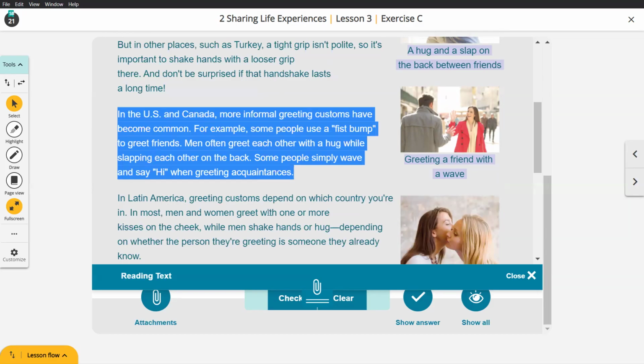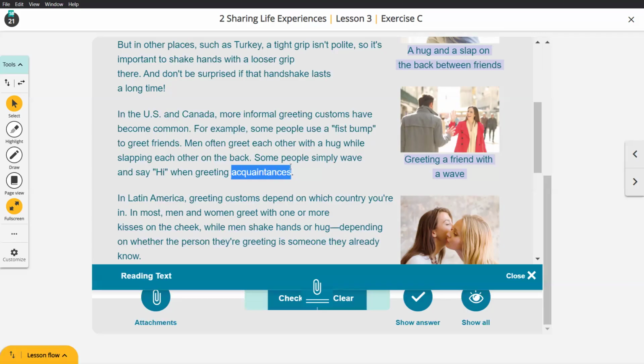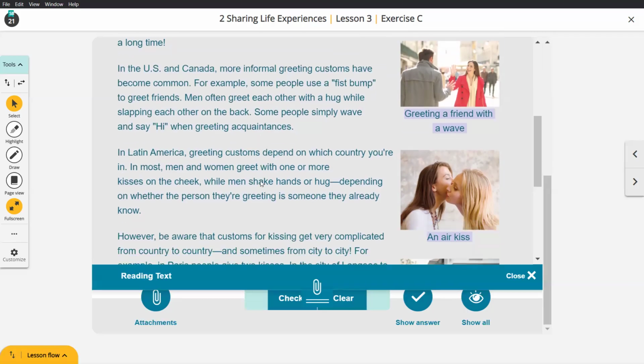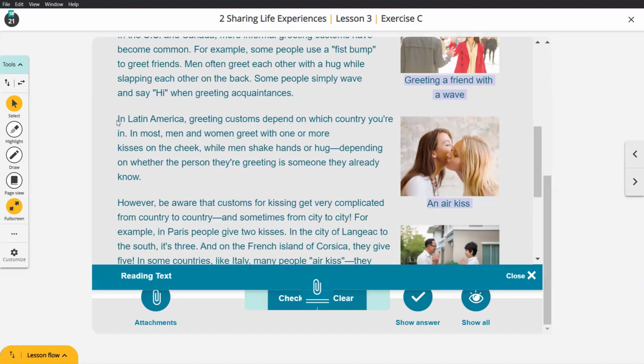In the USA and Canada, more informal greeting customs have become common. For example, some people use a fist bump to greet friends. Men often greet each other with a hug while slapping each other on the back. Some people simply wave and say hi when greeting acquaintances. Greeting acquaintances means conocidos, okay? Conocidos. Carlos, please. This one.